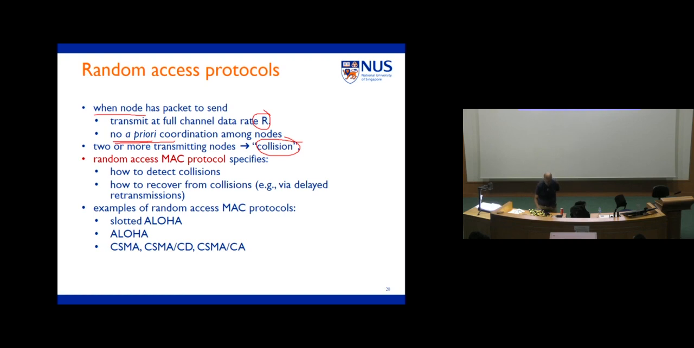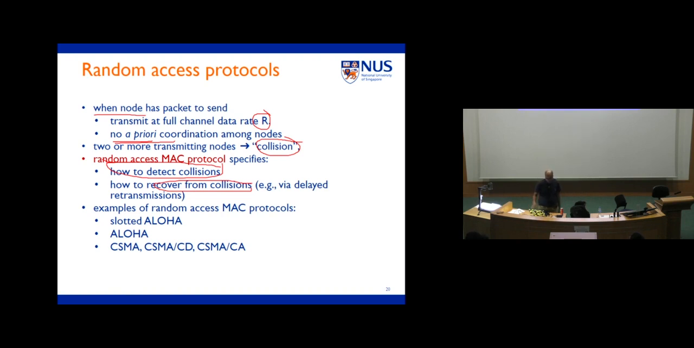So what a random access protocol will do is specify a few things. It will first tell you what method we use to detect the collision. Right? How do we even know that there is a collision? And then, since now we have a collision, 2 nodes transmitted at the same time. It doesn't have to be 2, it could be 5 nodes transmitted at the same time. Now what do we do? How do we recover from this? Again, those rules will be specified by your protocol.